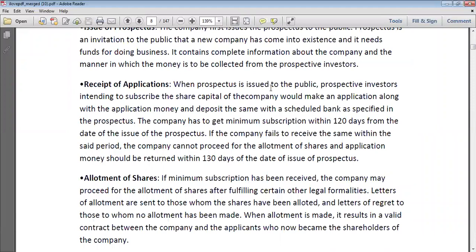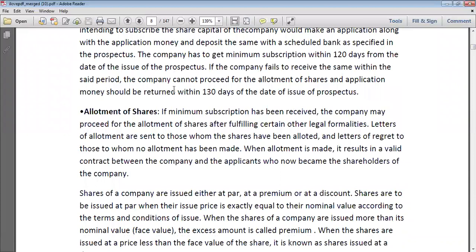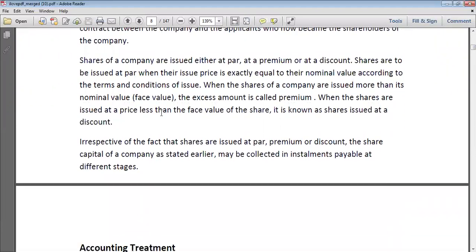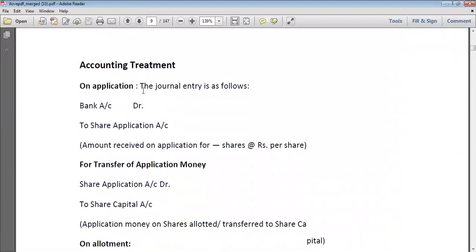So the public or the investors who want to subscribe to the share capital of the company would make an application along with the application money and deposit that application money in the bank which is mentioned in the prospectus. Okay? After receiving the applications, the company will allot the shares to the public and will receive the allotment money. Okay? So today we will discuss the accounting treatment of the issue of shares.